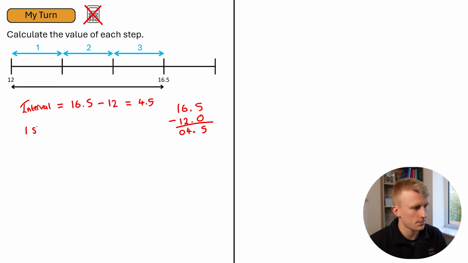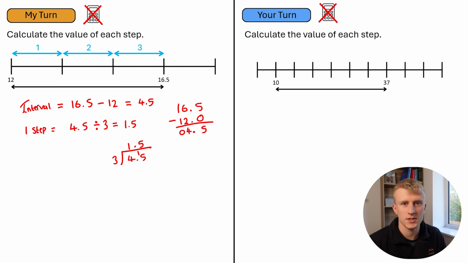So we'll say 1 step is equal to our interval of 4.5 divided by 3. It's non-calculator, so let's set up our short division. We're going to do 4.5 divided by 3. 3 goes into 4 once, with 1 left over. 3 goes into 15 5 times. So 4.5 divided by 3 is 1.5. Okay, so pause the video and give this question a go. Make sure to put all of your answers in the comments at the end.